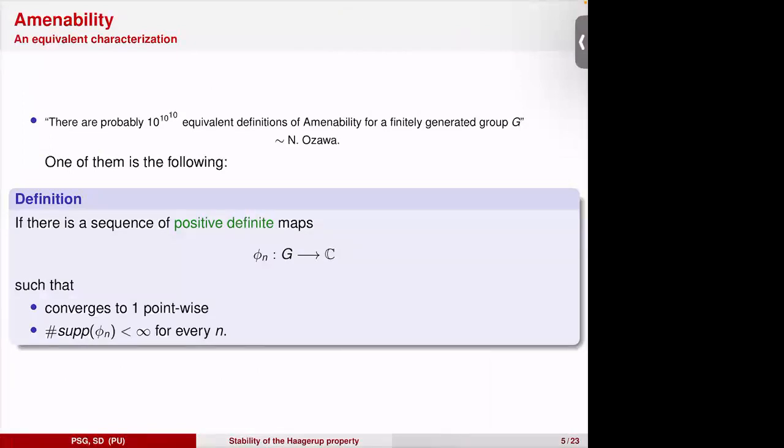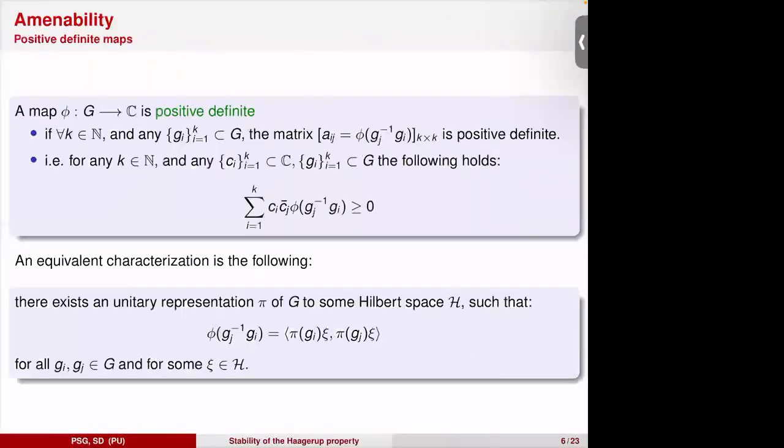Another definition of amenability is that there exists a sequence of positive definite maps from the group to C such that the sequence converges to one pointwise, that is, phi n of g converges to 1, and the support of each function phi n is finite. Why am I telling this? Before going into the details, I want to say something about positive definite maps.